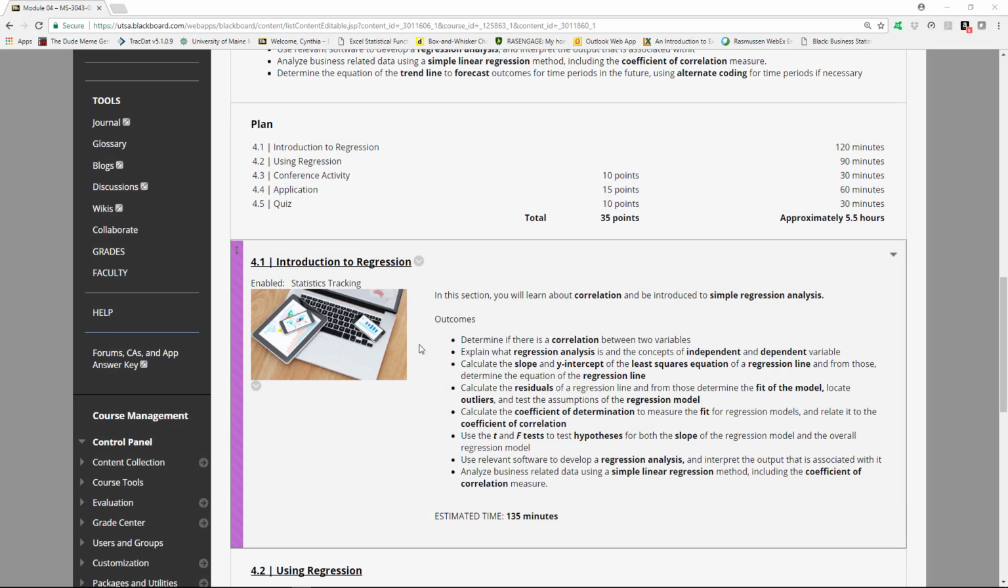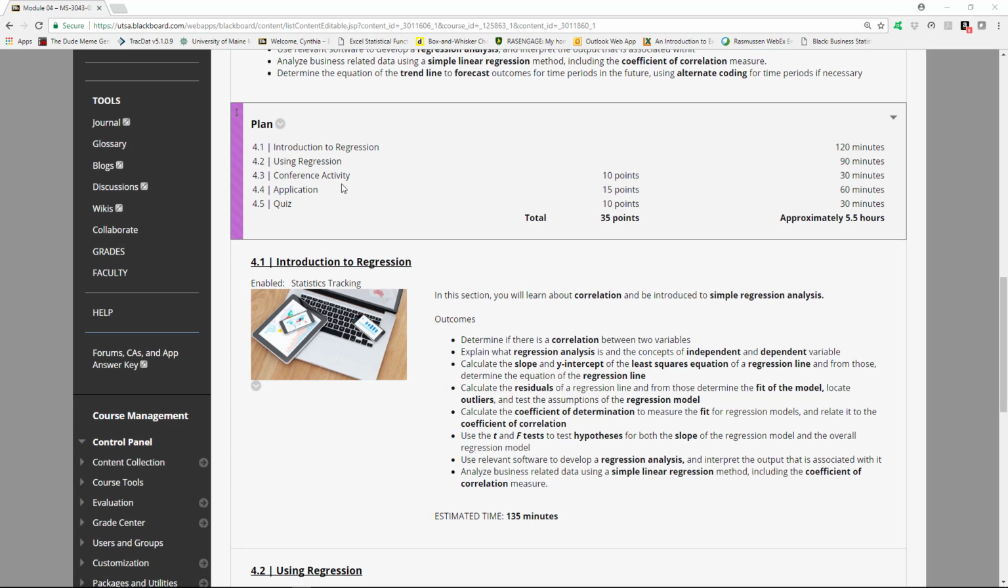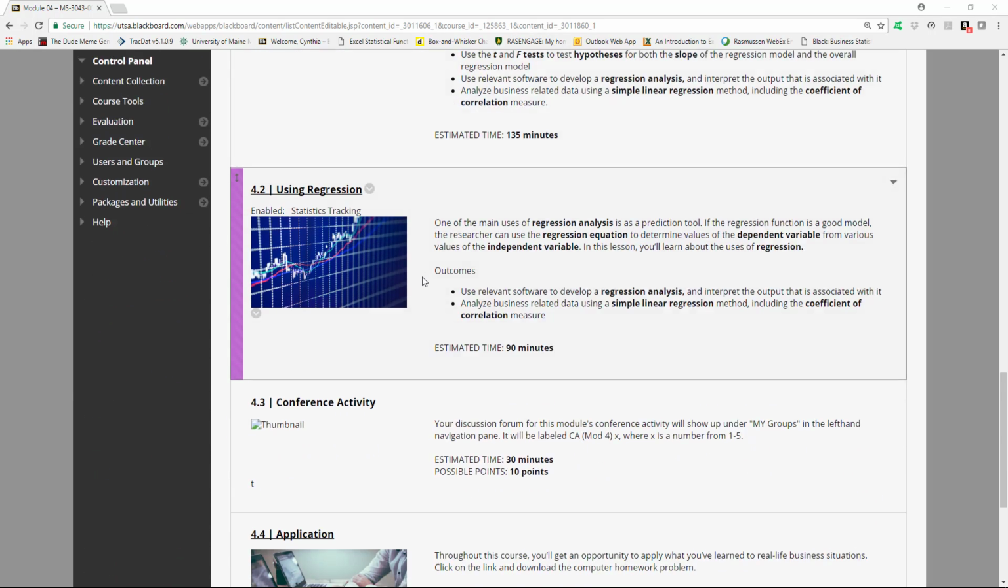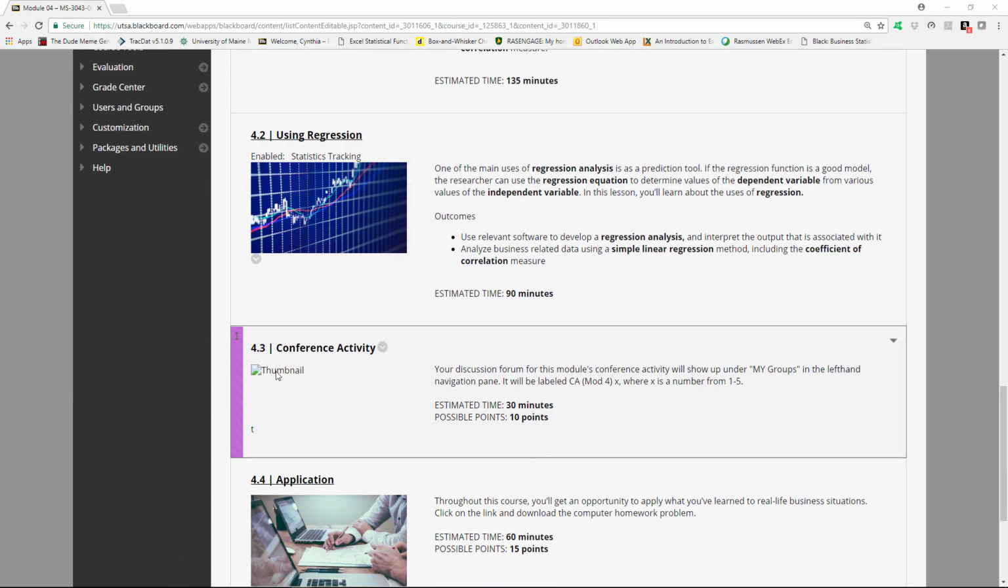This week's going to be a little bit busier because you're going to have another conference activity. So remember these conference activities, that didn't load. Remember, these conference activities are on your left, where it'll say My Groups, and then you're randomly put in there. It'll say CA Module 4 and then a number. And you'll go in and communicate with your conference group again.